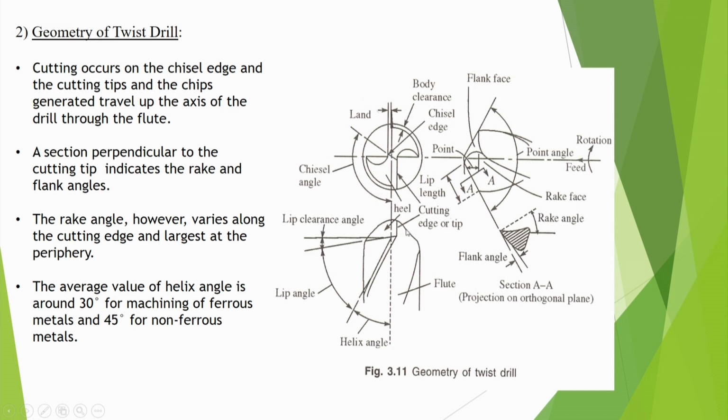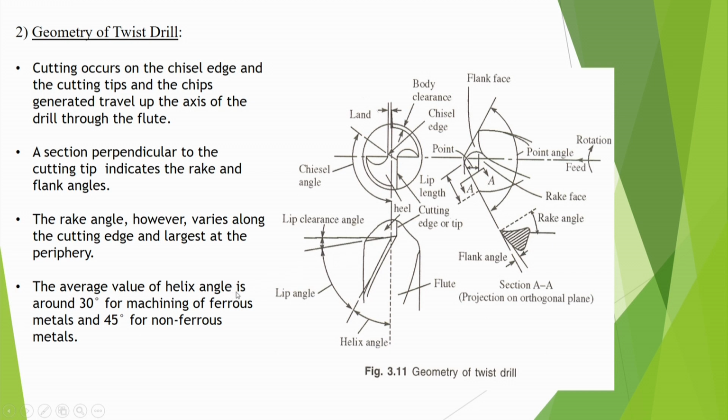This is the lip length, and this is the cutting edge or tip. Cutting occurs on the chisel edge and the cutting tips, and the chips generated travel up the axis of the drill through the flute. A section perpendicular to the cutting tip indicates the rake and cutting angle. The rake angle varies along the cutting edge and is largest at the periphery.